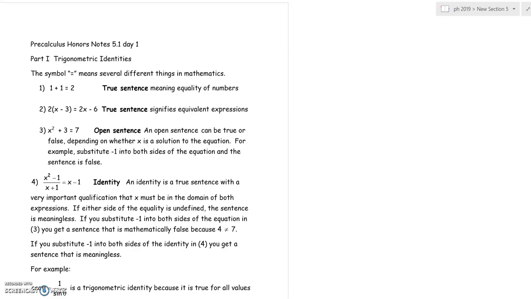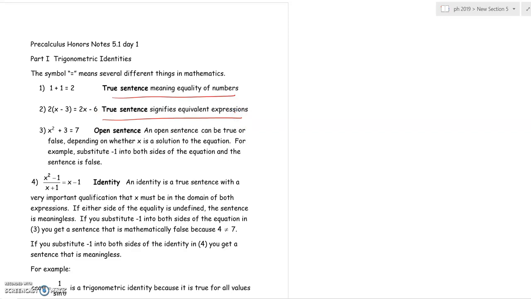So notice here it says the symbol equal sign. It means several different things in math. So we've talked about a true sentence. You could say that 1 plus 1 equals 2 is true because the meaning is the numbers are equal. This is a true sentence, number 2, because again, they have equivalent expressions.